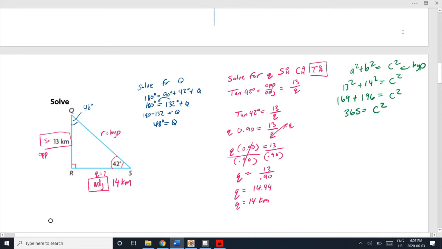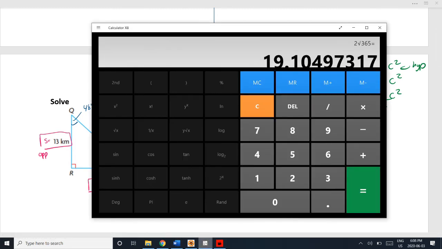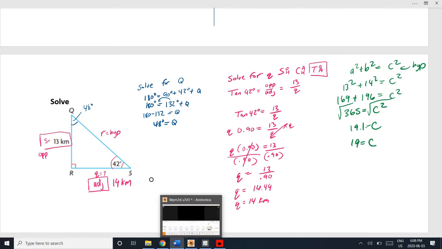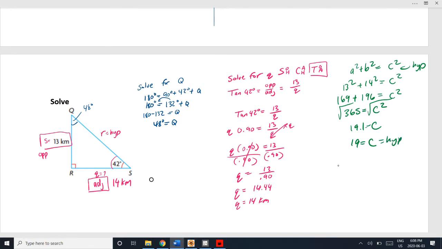Now we want to find c by itself, so we need to get rid of the square. So we're going to take the square root of both sides. And the square root of 365, I've done it here already, I'll just do it again for you. So square root of 365 is equal to 19.1. So c is equal to 19.1. Or if we round that to the nearest, is 19. So we know c, and this is our hypotenuse, so let's not get confused with these letters that are everywhere. So this is 19 kilometers.